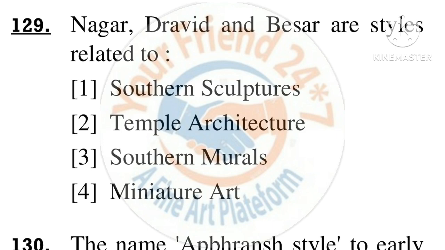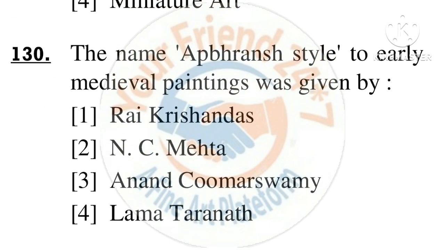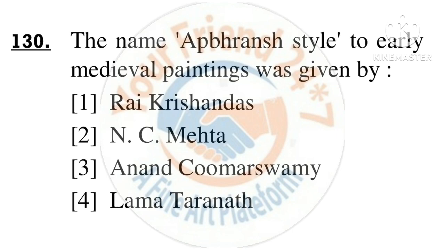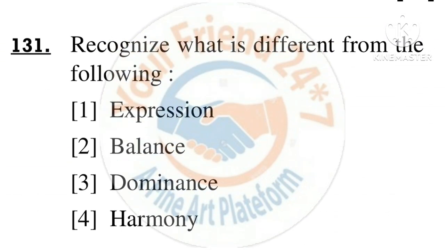Nagar, Dravid and Baishar are styles related to temple architecture. Important question. The name Abhran style to early medieval painting was given by Rai Krishnadas is the right answer.